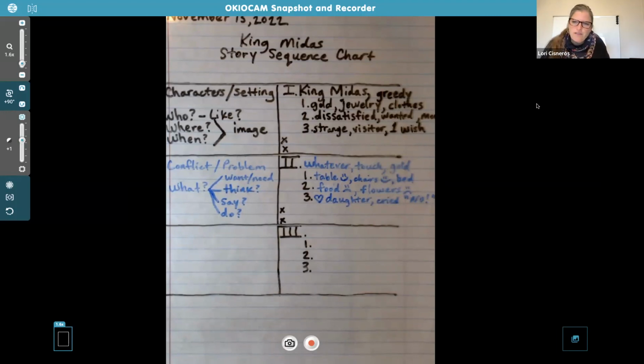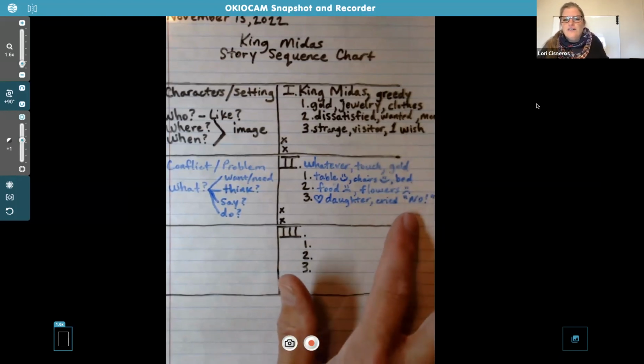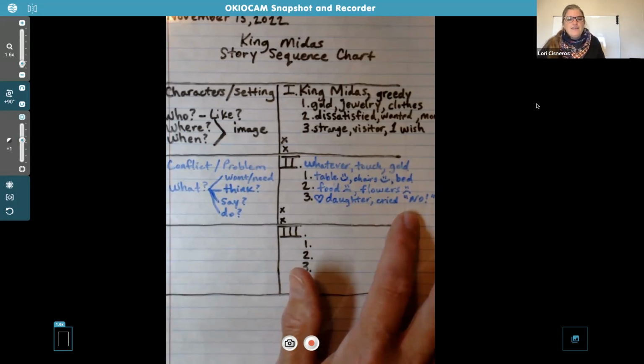Okay, so actually in the original story, he doesn't actually say that. So I kind of added that detail here just because I'm sure that's what he did. If this was a true story, obviously it's a made up story, but if he really did, he would be like, no, not my daughter. So I did add that little detail. And you can do that in your story sequence chart, by the way. That's okay, to add little information that wasn't originally there.